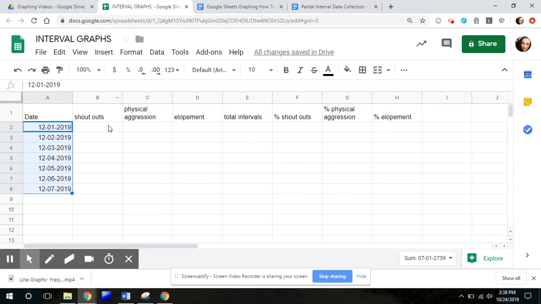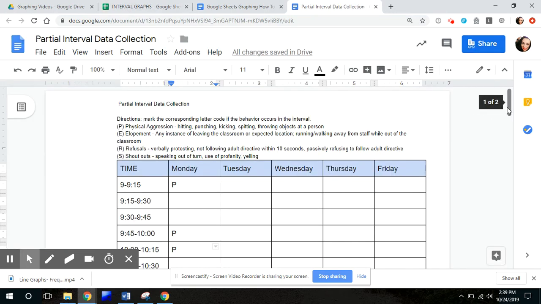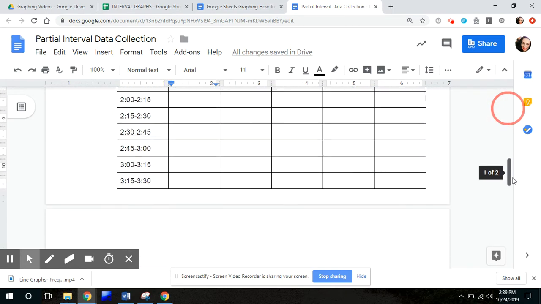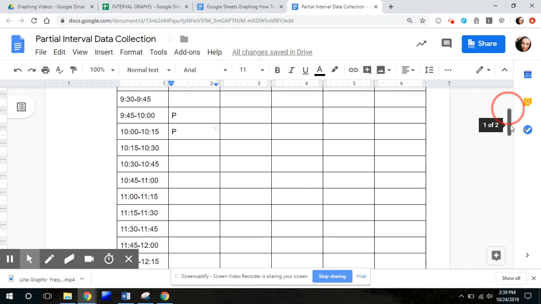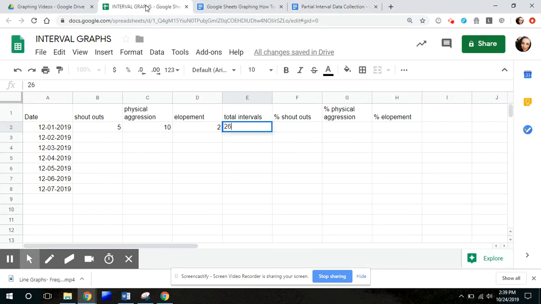I go to my interval graph. I counted 5 S's for December 1st. I counted 10 P's for December 1st. I only counted 2 E's for December 1st. Total intervals. So I'd have to ask, how many intervals are on my data sheet? If I count from 9 all the way down to this 3:15, 3:30, how many intervals is that? I'm going to say that's 26.